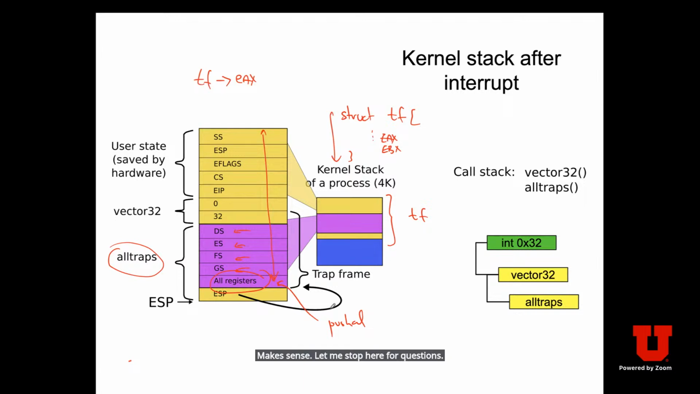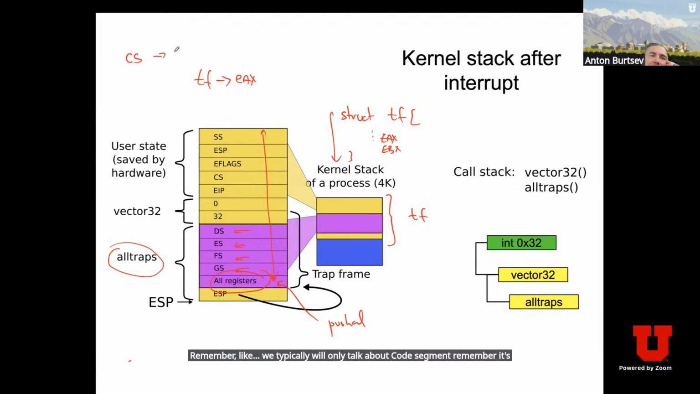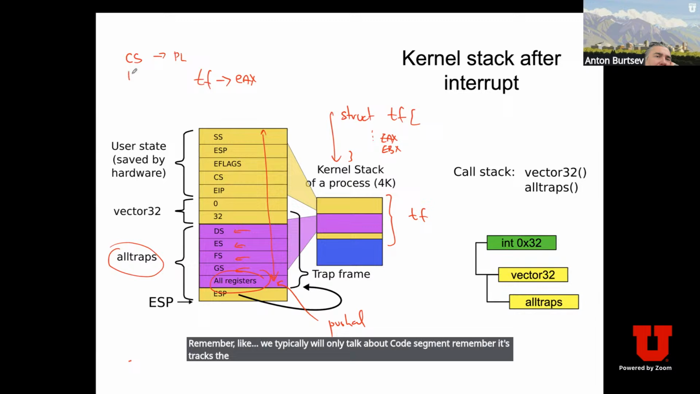Just one question, might be repetitive. What's saved in DS, ES, FS, and GS? Remember, we typically only talk about the code segment, which tracks the privilege level. But the data segment and the stack segment also have bounds and bases for all instructions which are relative.